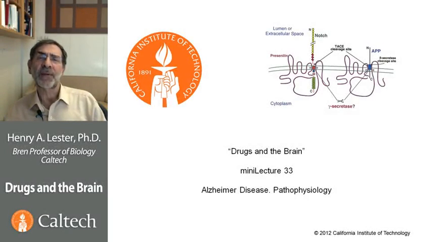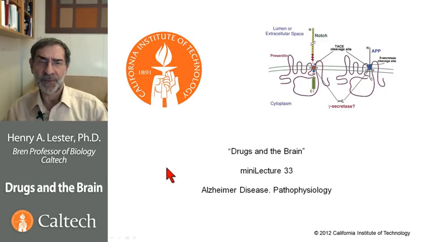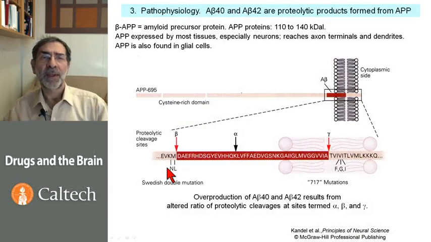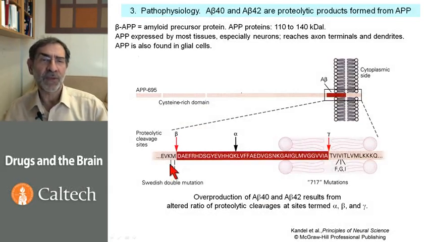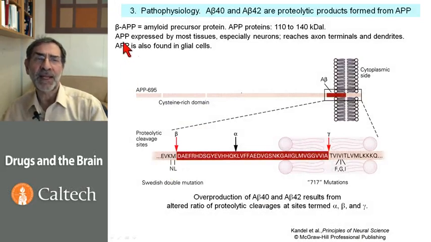Now we're going to talk about what causes the pathology in Alzheimer's disease. It's not clearly known, but we certainly have some major hints. We begin with the protein called beta-APP, or beta-amyloid precursor protein.